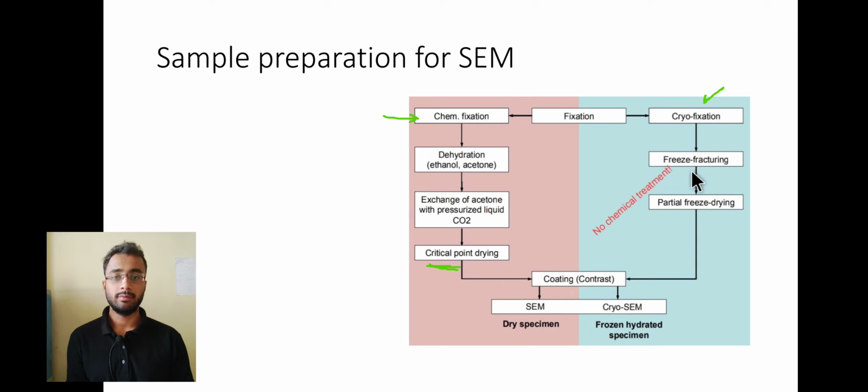We will fracture our specimen. First we will freeze it at minus 120 degrees Celsius, then we will fracture our specimen. Then partial freeze drying, and the last one is coating with a thin layer of a heavy metal, and then we will cryo-SEM this particular specimen. So this is the sample preparation for scanning electron microscope.